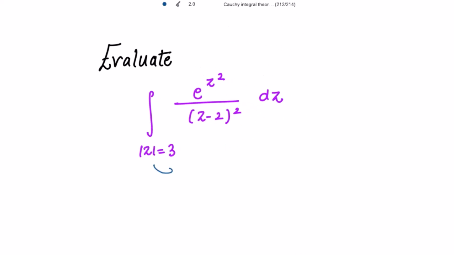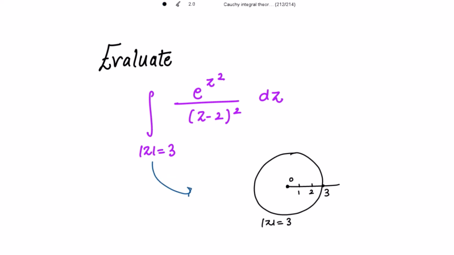Okay, I'm having the circle mod z equal to 3. In the denominator, if I equate this to be equal to 0, I get the point z equal to 2. Is this point lying inside the circle? Yes, the circle is having the radius 3. So yes, this point lies inside this circle.